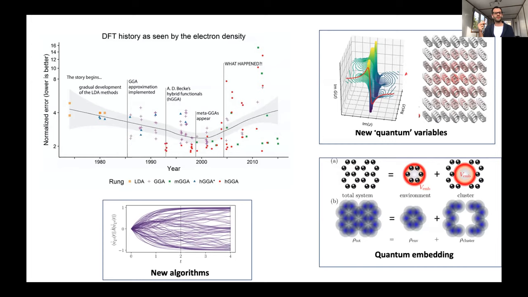There are a whole range of methods that are very exciting and promising in that they can now start to be routinely applied to the solid state in the thermodynamic limit. This includes new quantum variables, moving away from the density to things like Green's function theories, or even wave function theories that were traditionally not thought to be possible in the solid state. It includes quantum embedding, working out how to do that correctly to have a multi-scale approach to electronic structure in materials, and devising new algorithms. In the last 10 years, there's been a lot of development in linear scaling algorithms to improve the scope, but also admitting stochasticity into otherwise deterministic methods to make them more efficient and more widely applicable.